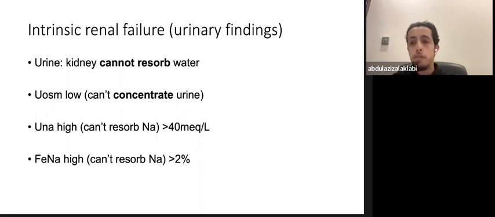And again, because of dysfunction of the tubular cells, you're going to have a high amount of sodium in the urine, which is the UNa, the urinary sodium. It's going to be high because you cannot reabsorb it due to the dysfunctional nephrons. And lastly, you're going to have also a high fractional excretion of sodium because you cannot reabsorb the sodium again.